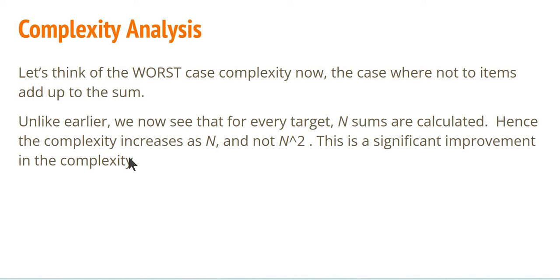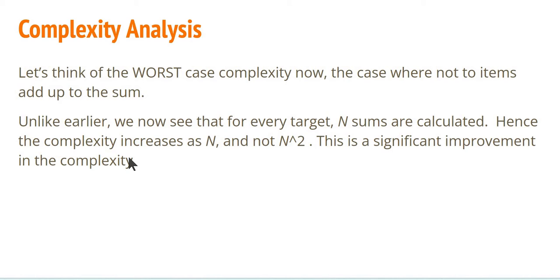Now that we have written the code for the two-pointer search for the pair sum problem, let's think about the complexity. Let's think of the worst case complexity. Basically, the idea is that we keep searching and we find that none of the pairs added up to the target, right? That's the worst case scenario.